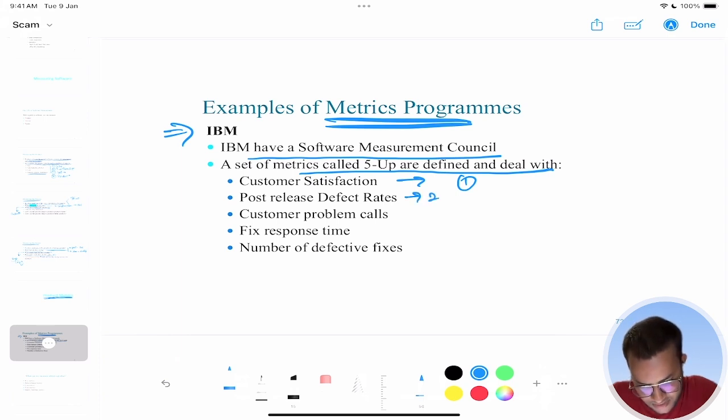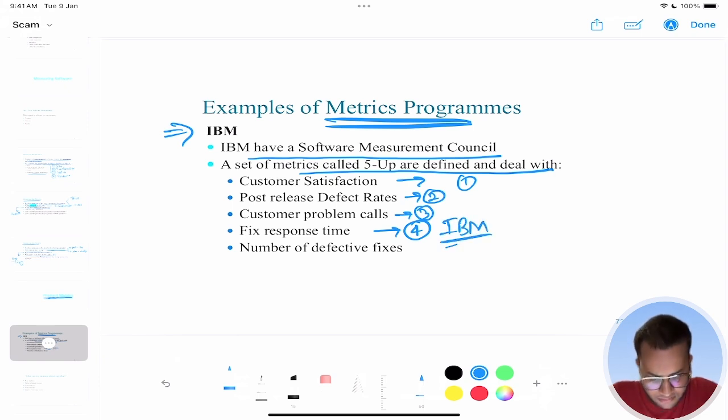Second is post-release defect rates, meaning after the release of the product, how many defects it contains. Third, customer problem calls, the number of times a customer calls them to tell that they had encountered a problem. Fourth is the fix response time. It is the amount of time IBM takes to fix a particular bug after the customer reports it. And the fifth, number of defect fixes, refers to the number of defects they have fixed in a particular amount of time.